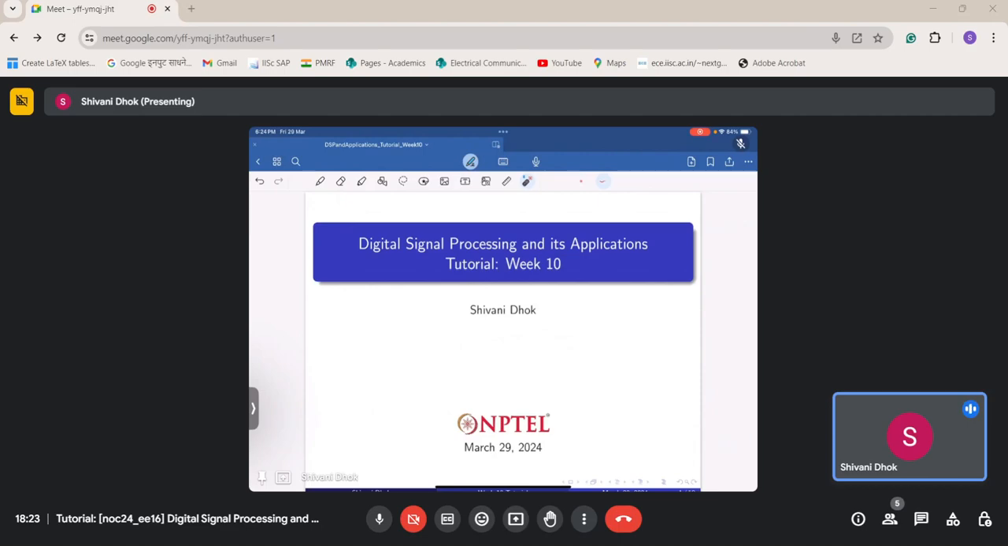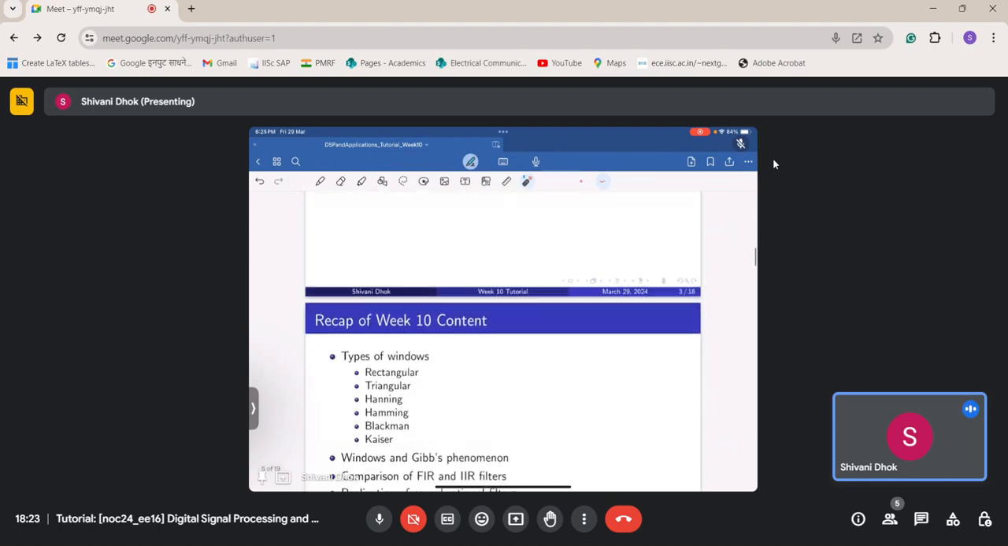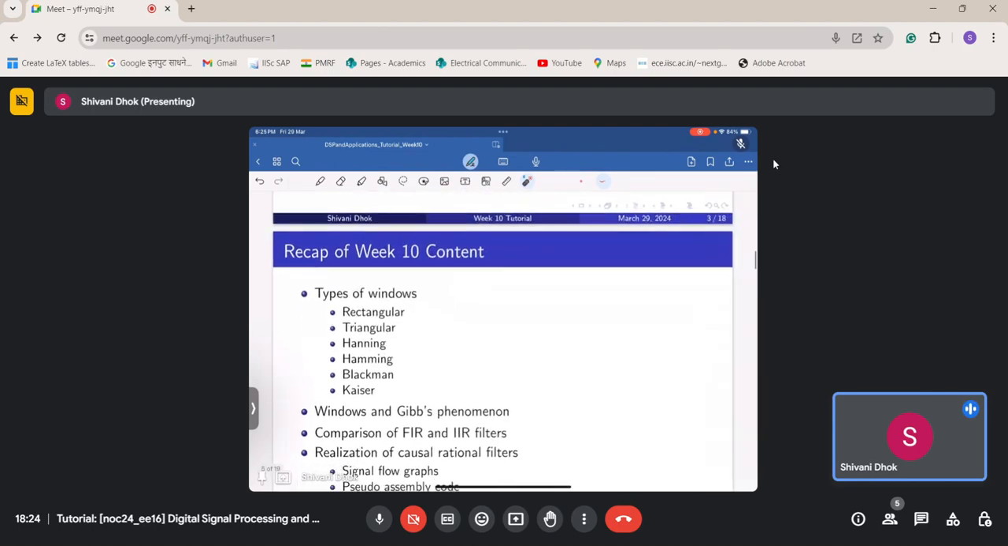Okay, so good evening. I welcome you all to this week 10 session, and let's start with a recap. As I mentioned, this was the last week for filter designing, which included FIR filter designing. We know that FIR is finite impulse response filter designing, and we looked at the windowing technique for that. And in this week we looked at different types of windows.